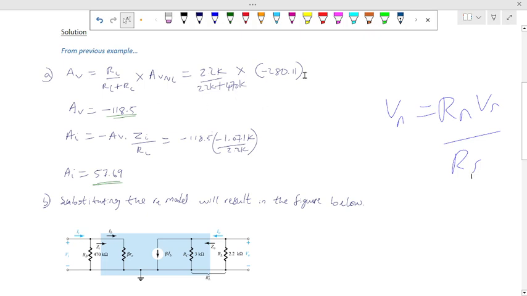I think we've also done something like this in previous videos. So you compute this, and you get this value as your answer. Then output current gain.